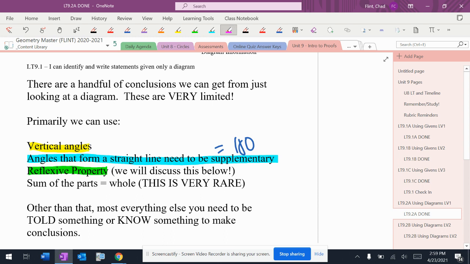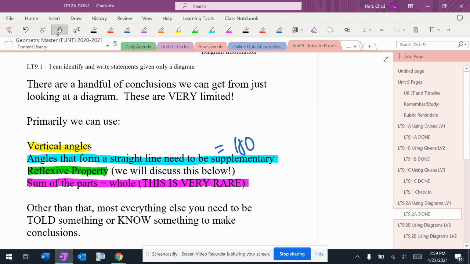Some of the parts equals the whole is possible, but it's super rare. I've only seen maybe 3 or 4 different proofs total since I've been doing this that had that as a necessary step. So it's not something that you should be looking to do. It's something that when you're kind of out of ideas, you're like, oh, maybe this is going to help me.